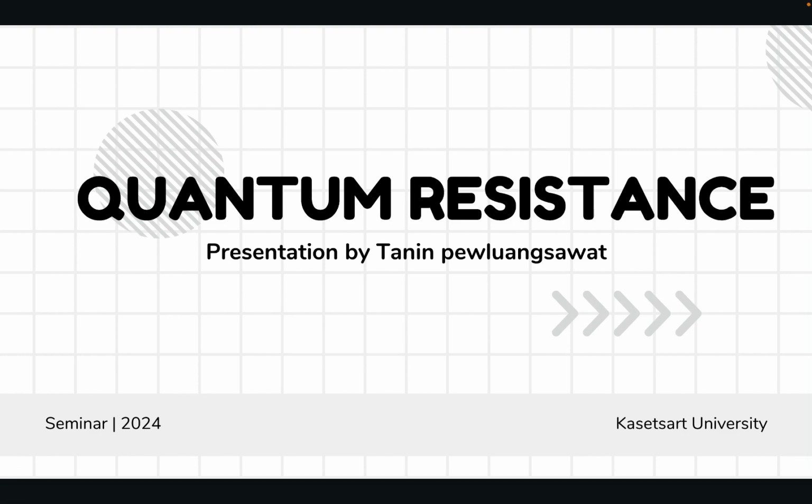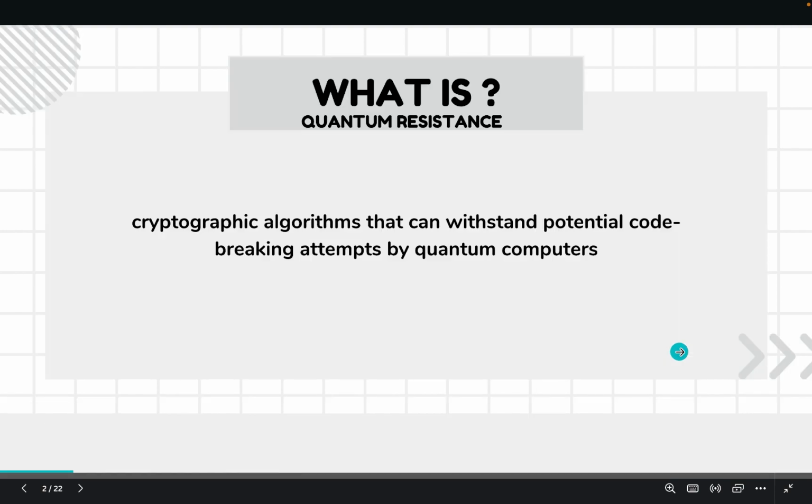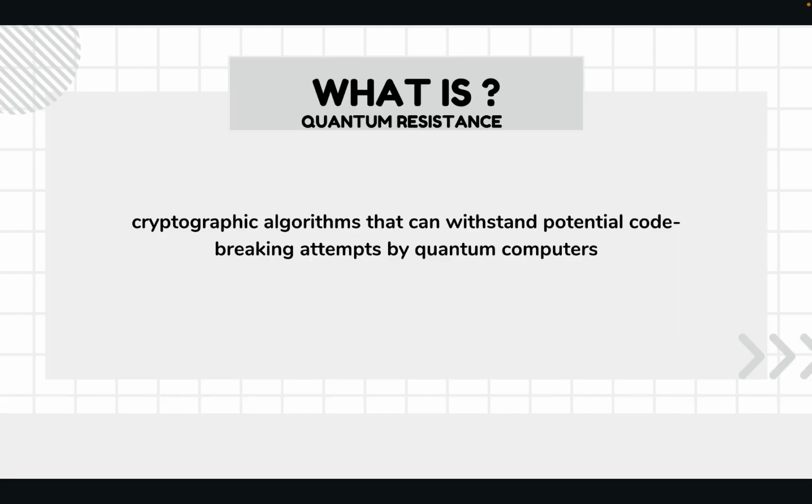About quantum resistance, the state by me, the Turing bit and so on. So let's talk about what quantum resistance is. Quantum resistance refers to cryptography algorithms that can withstand potential code-breaking attempts by quantum computers. It is also known by other names, such as quantum secure, post-quantum, or quantum safe cryptography.